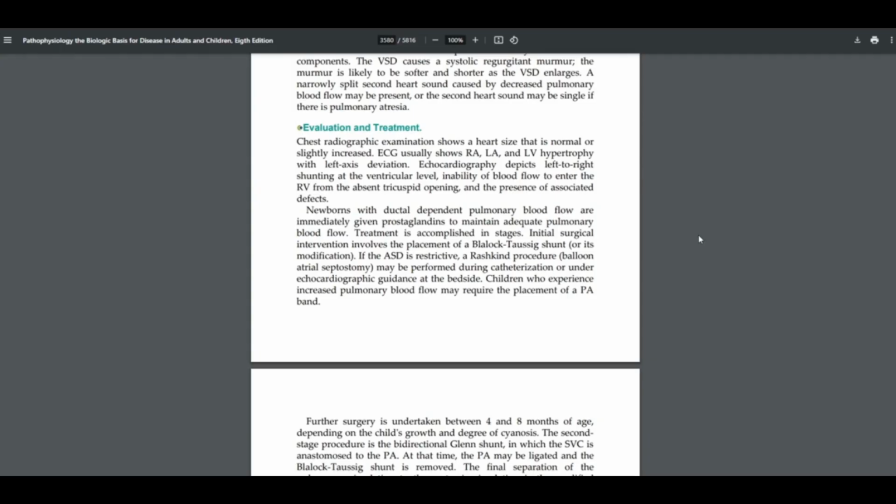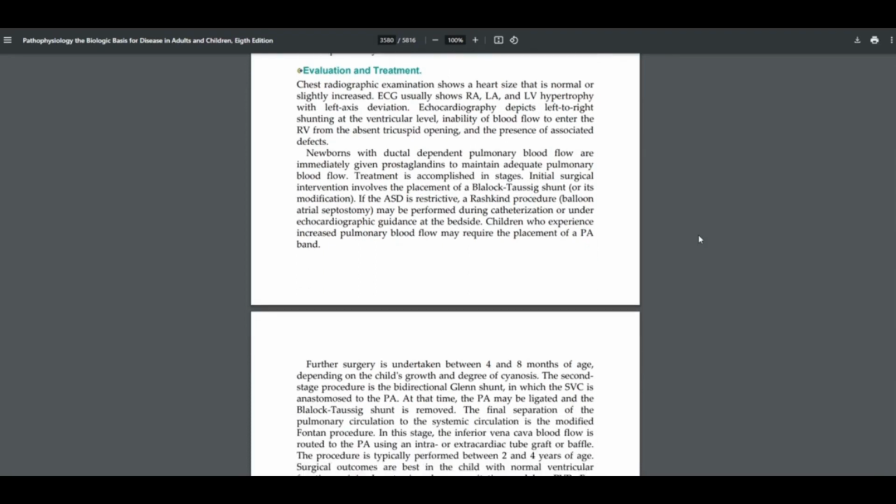Treatment is accomplished in stages. Initial surgical intervention involves the placement of a biologic shunt. If the ASD is restrictive, a Rashkind procedure or balloon atrial septostomy may be performed during catheterization or under echocardiographic guidance at the bedside. Children who experience increased pulmonary blood flow may require a placement of a PA band.